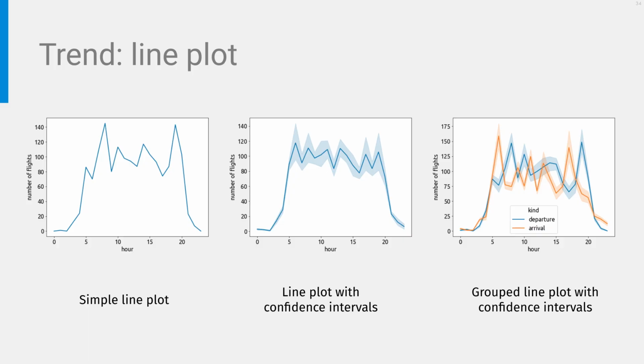Line plot is often used for showing trends, especially trends between two discrete data points. Here you see three line plots showing the number of flights departing from an airport. The first one shows the departing flights during a 24-hour period for all Mondays. The second one shows a confidence interval considering the variation over different weekdays. The last one shows two different groups indicating the number of departures and arrivals at the same time with their own confidence intervals.